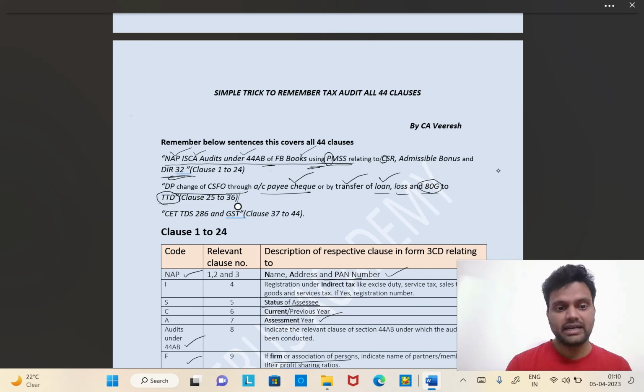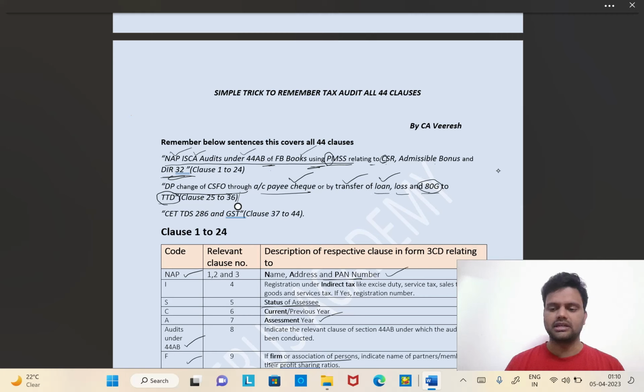The first one is what? NAP ISCO audits under 44AB of FP books using PMSS relating to CSR, admissible bonus and DAR 32. That is clause number 1 to clause number 24 covered. Clause number 25 to clause number 36 were also covered. So mostly questions will come till clause number 36, based on the previous examinations, but there can be chances of questions from clause number 37 to 44 also, especially clause number 44. Clause number 44 is important because it is mostly about GST. So you can expect a question from that. But the remaining clauses are not that important for the examination.